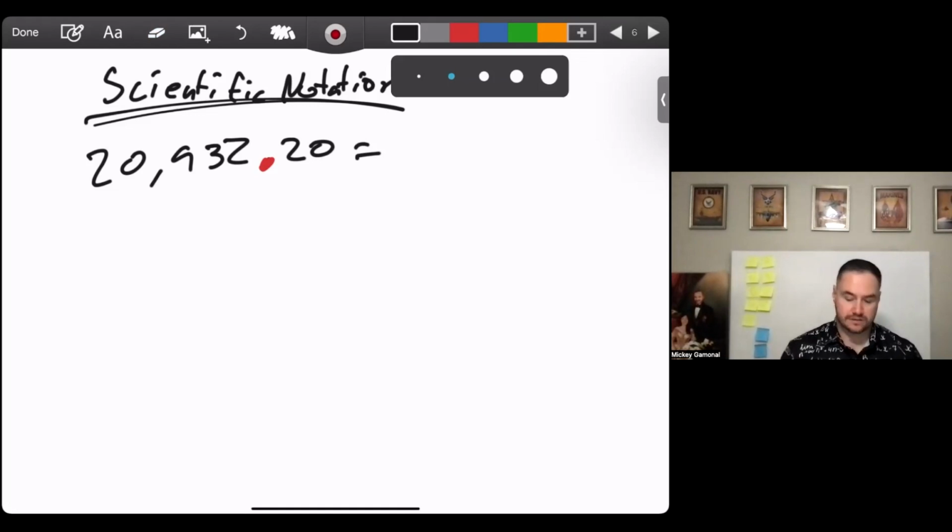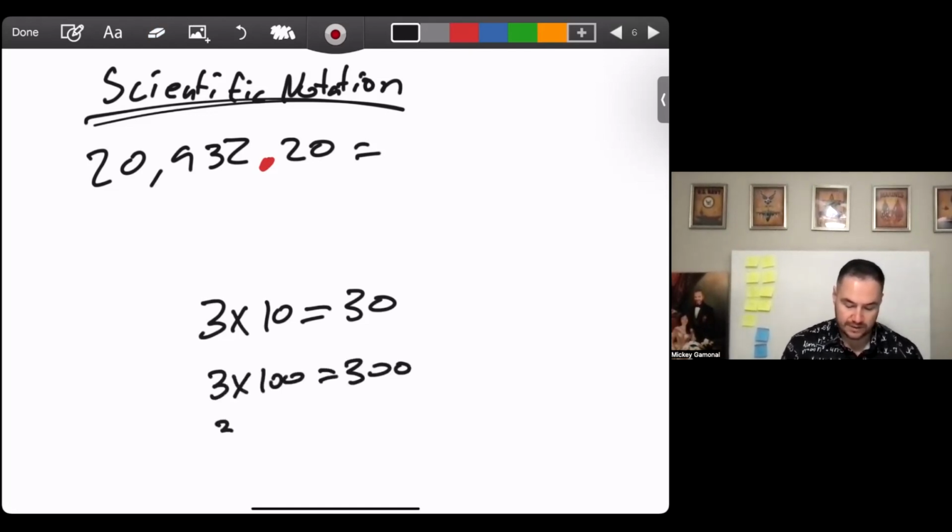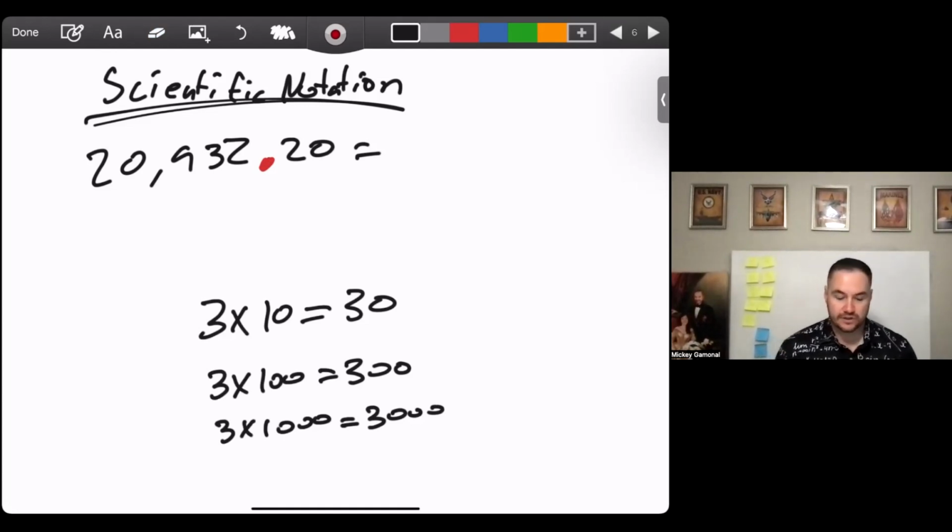And you guys know, because you're super smart math folks, that 3 times 10 equals 30. 3 times 100 equals 300. 3 times 1,000 equals 3,000. And so on and so on. The same idea here, but instead what we're doing is we're saying 10 to the first power, 10 to the second power is 100. 10 times 10 is 100. And 10 to the third power is 1,000. So 3 times 10 to the third power is still 3,000.